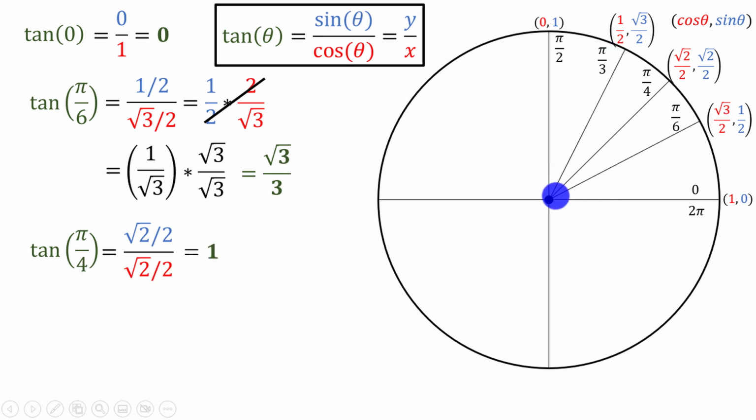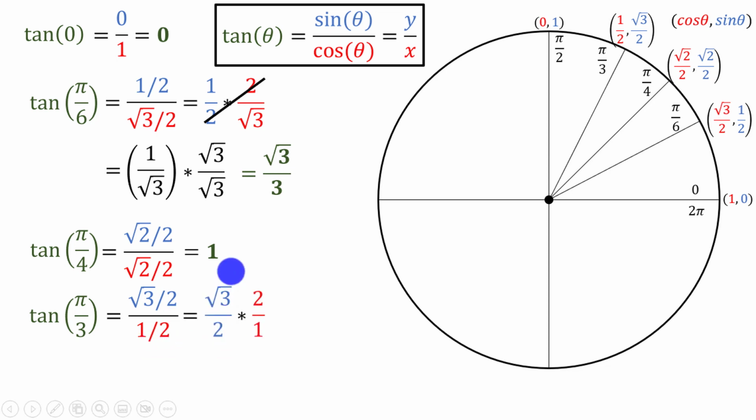How about pi over 3? At pi over 3, the y-coordinate is square root 3 over 2, and the x-coordinate is 1/2. So when we take y and divide by x, we will get square root 3 over 2 divided by 1/2. We can again reciprocate and multiply to get square root 3 over 2 times 2 over 1. The 2's will cancel, and we will be just left with square root 3. So tangent of pi over 3 is just equal to the square root of 3.